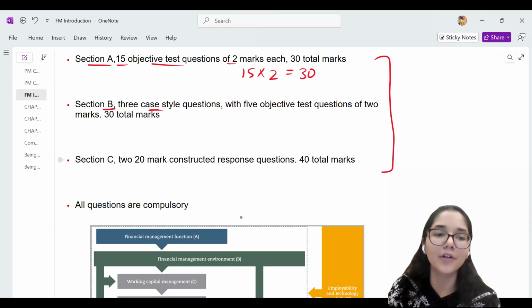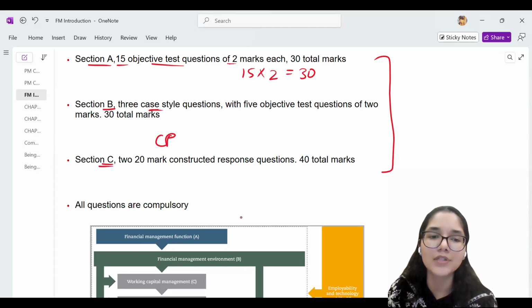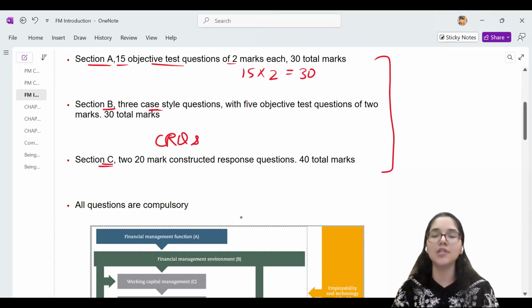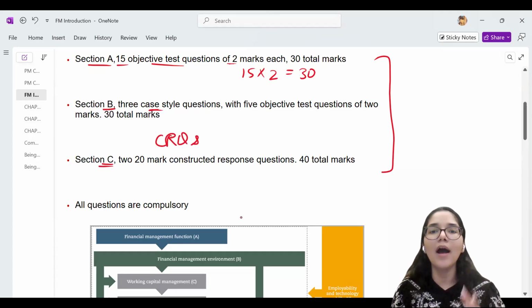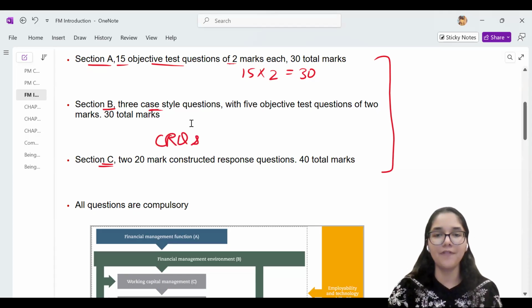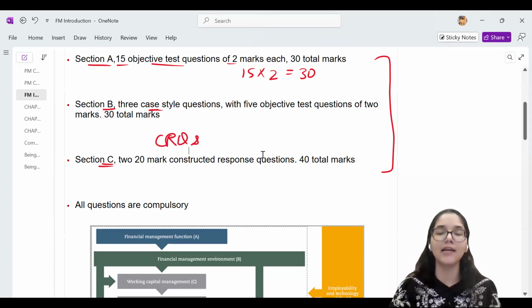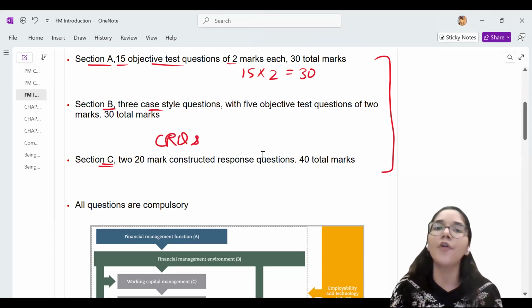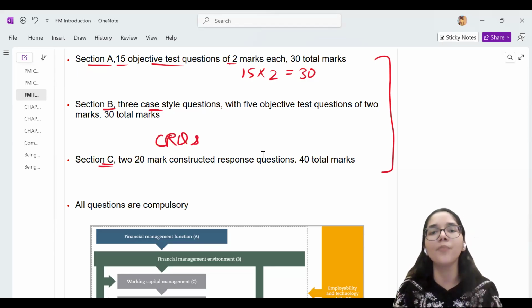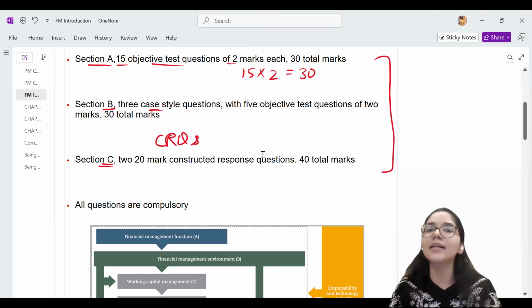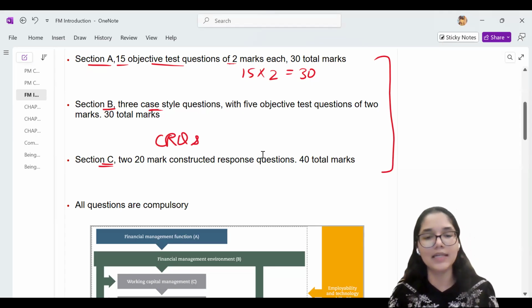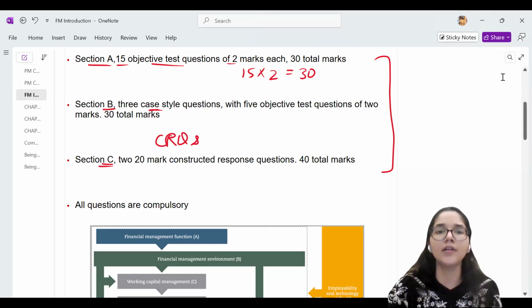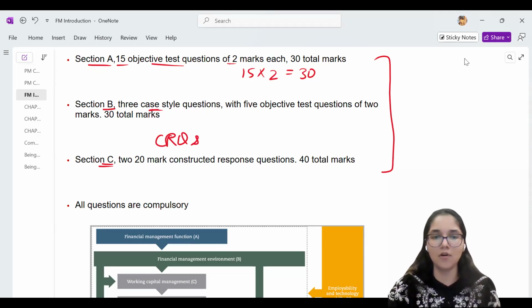Then the last part of your paper will be section C, where you have CRQs. CRQs are constructed response questions. So here you have to construct your answer from the very scratch, as the name itself is telling you. Whatever it is, if it's a discussion-based requirement, a word processor will be given to you. If it's a numerical-based requirement, Excel type of a spreadsheet will be given to you in the exam software. Once we proceed further, you will become more familiar with the software.